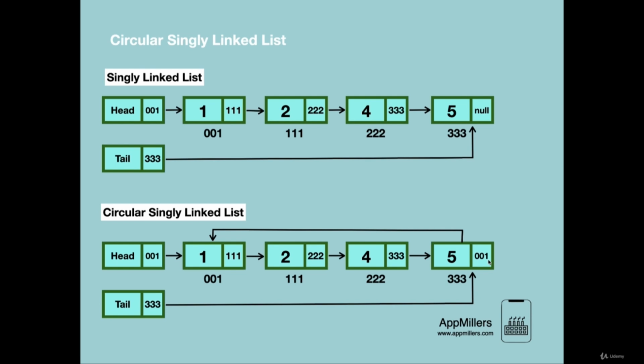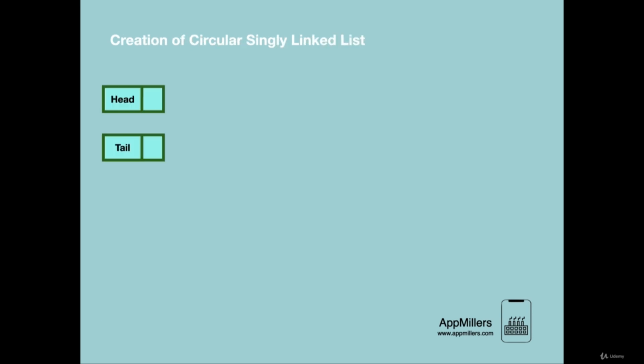So it's obvious that we can perform the operations that we are able to perform on a single linked list on a circular single linked list as well. The first operation is creation of a circular single linked list. Here again, firstly we will create head and tail references, then we create a blank node and we insert some value to this node.